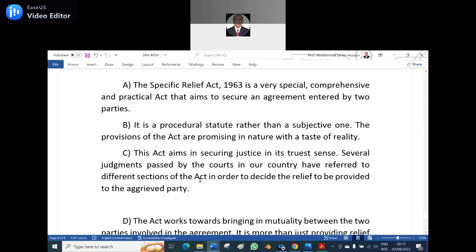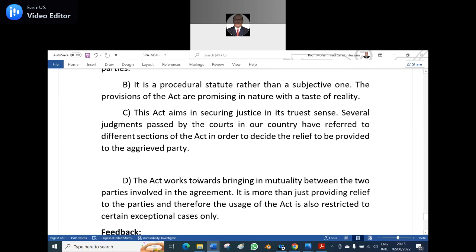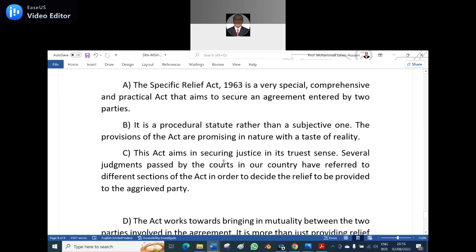Several judgments passed by the courts in our country have referred to different sections of the Act in order to decide the relief to be provided to the aggrieved party. D, the Act works towards bringing in mutuality between the two parties involved in the agreement. It is more than just providing a relief to the parties, and therefore the usage of the Act is also restricted to certain exceptional cases only. Which is the wrong statement among the four?